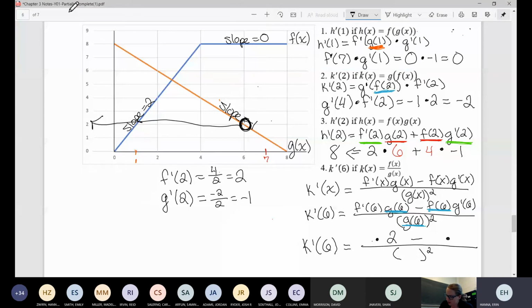F of 6: go up to 6 on the function f, go over to its y value. What is it? It's 8. So we should replace the f of 6 with 8.